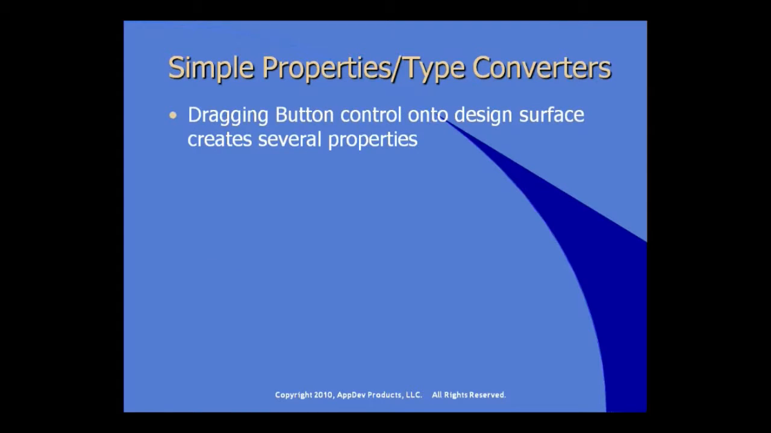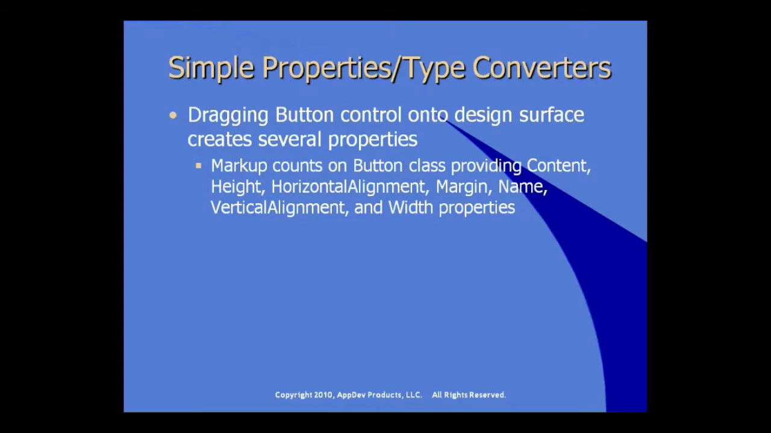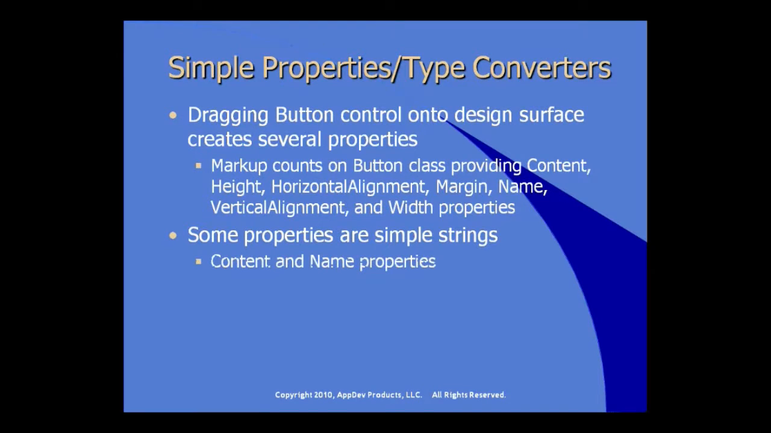Dragging a button control onto the XAML design surface creates several properties. You saw that already. The markup in the XAML counts on the button class having a content property, a height property, horizontal alignment, margin, name, vertical alignment, and width properties, because by default, all of those get created in the markup. And of course, if they exist in the markup, there better be corresponding properties in the button class in the .NET framework. Now, some properties are just simple strings. For example, the content and name properties of the button were just strings, like button1 or click me.